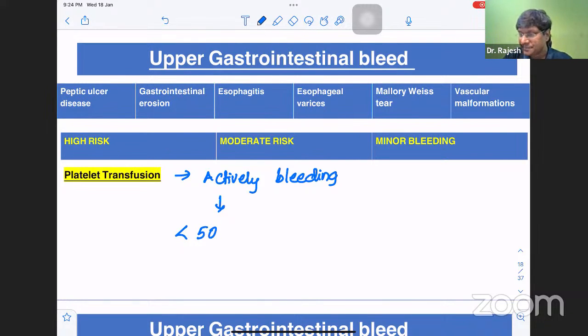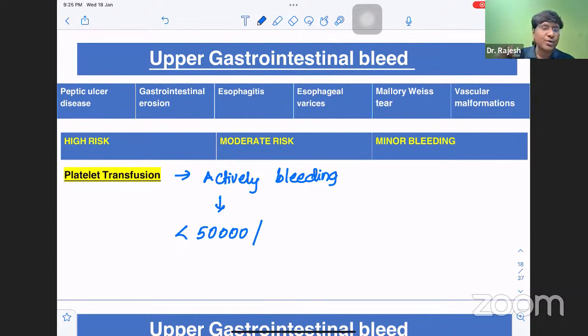Yes, even though your blood pressure is more than 100 millimeters of mercury, you have to give IV fluids. Okay? Right? And that is a first line treatment in patients with high risk individuals. Okay? Right. Now, when will you give the platelet transfusion? If the patient is actively bleeding and platelet count is less than 50,000 per cubic millimeter, you have to give the platelet transfusion, right?